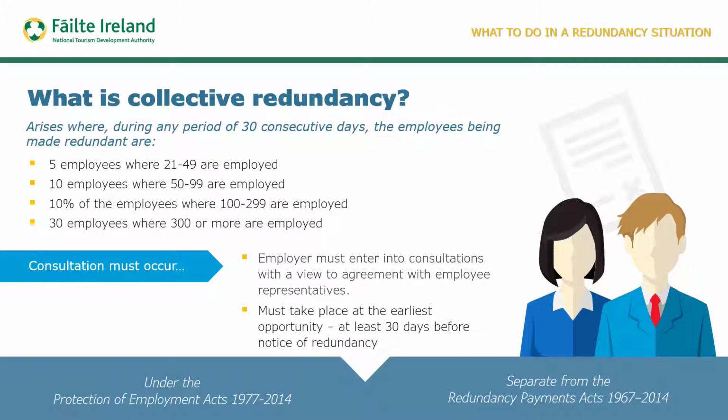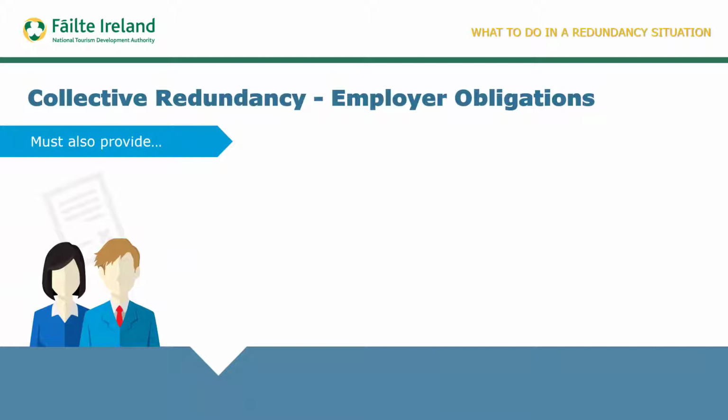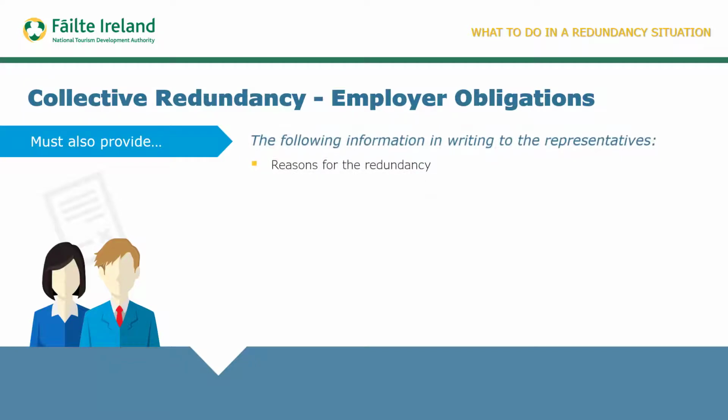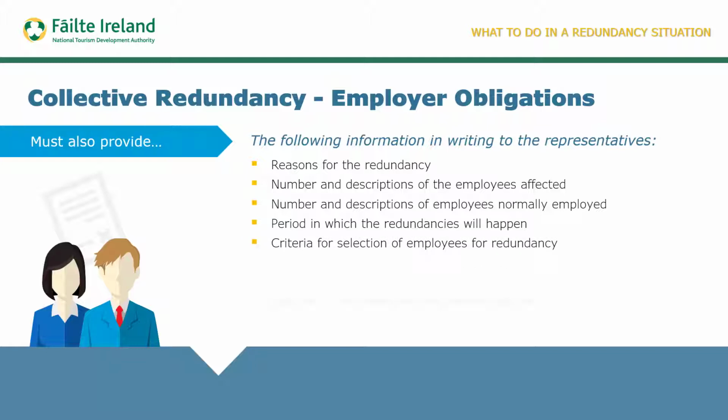The aim of the consultation is to consider whether there's any alternative to the redundancy and to discuss the terms of same. The employer is also obliged to provide the following information in writing to employees when a redundancy occurs. So the reason for the redundancy, which is business closure potentially due to the coronavirus, the number and description of the employees affected, the number and description of the employees normally employed, the period in which the redundancies will happen, the criteria for selection of employees for redundancy, and the method of calculating any redundancy payment.